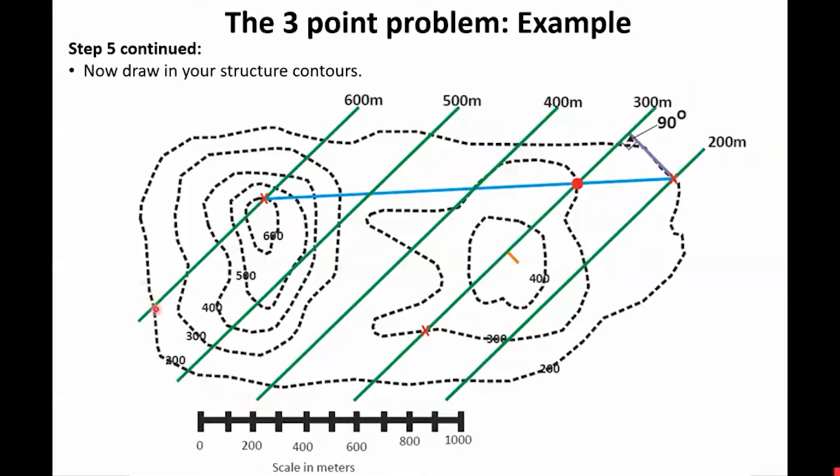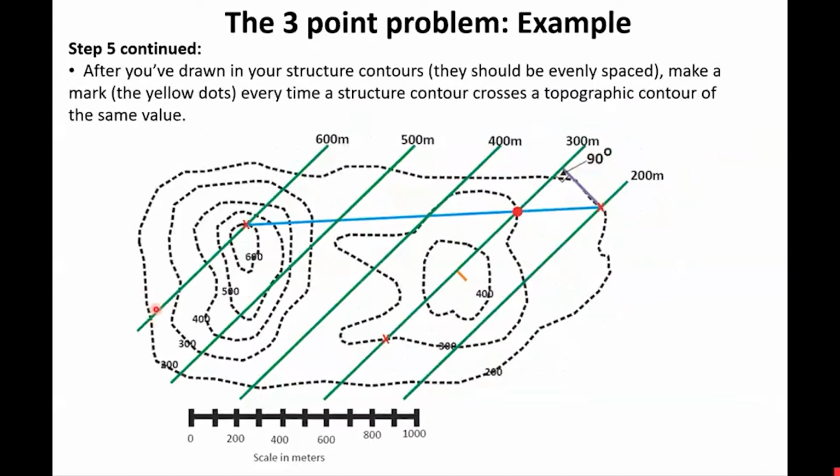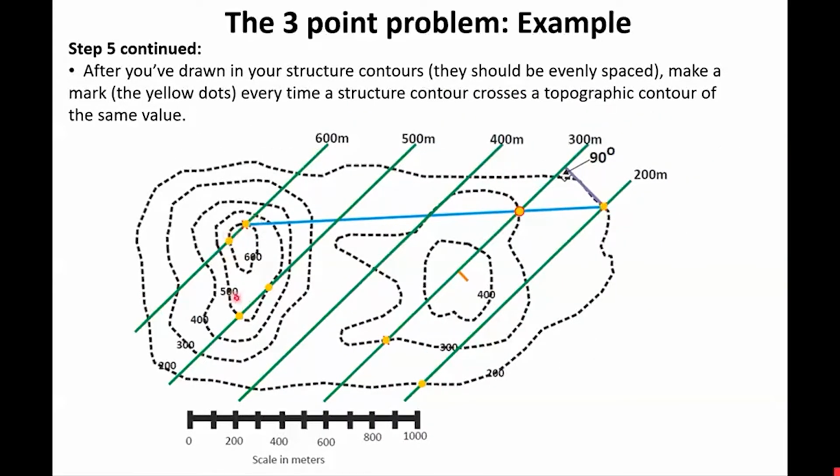Then we can find the intersection points. We've got dots here in yellow. Those are where the structure contour and the topography are the same elevation. So here we've got 600, 600. All right, we'll go down to the 500 meter structure contour. We just scan along, up 500 dot, 500 dot.